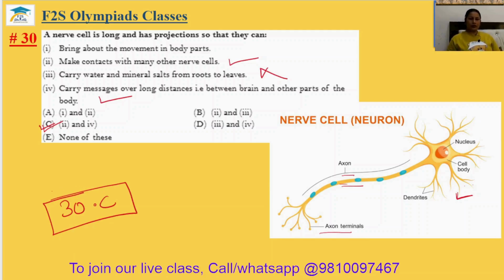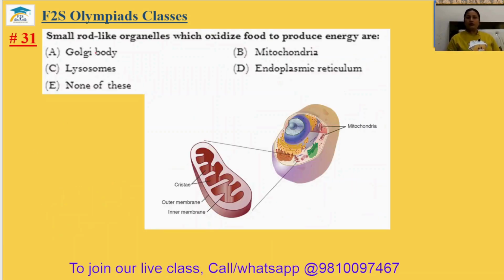Question number 31. Small rod-like organelles which oxidize food to produce energy are. So this is a rod-like organelle. This is your mitochondria. Mitochondria is also known as the powerhouse of the cell. Option B will be your answer. 31 answer is option B.